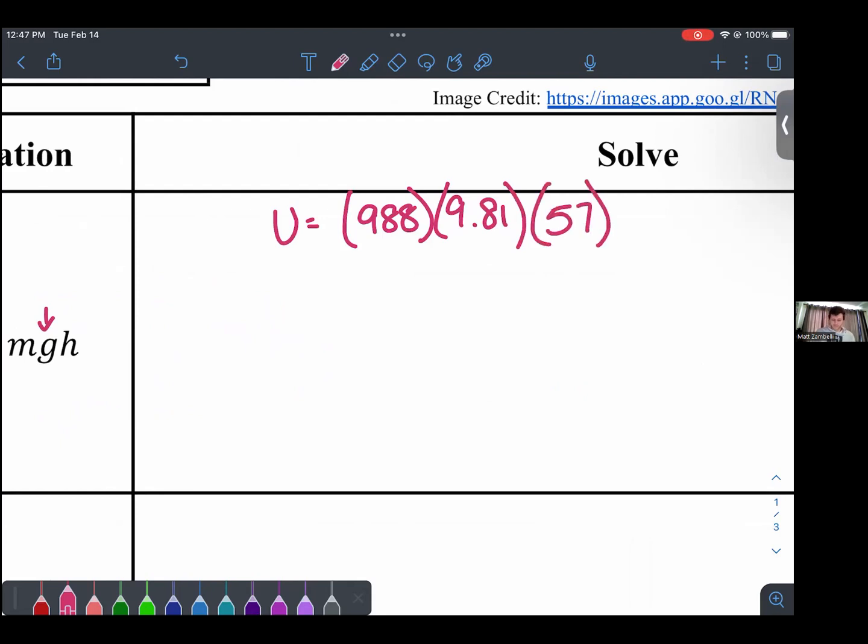And then if we multiply all three of those things together, we end up with 552,459.96 joules. So quite a bit of joules, or quite a bit of energy that we have the potential to use because of how high we are up.